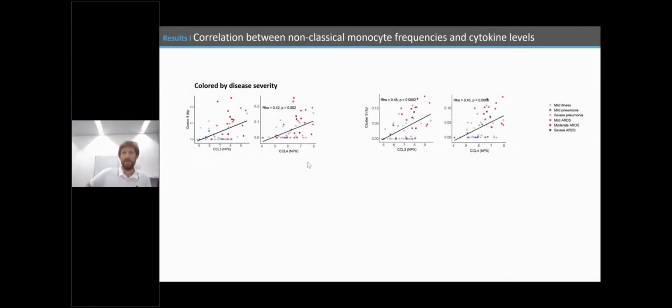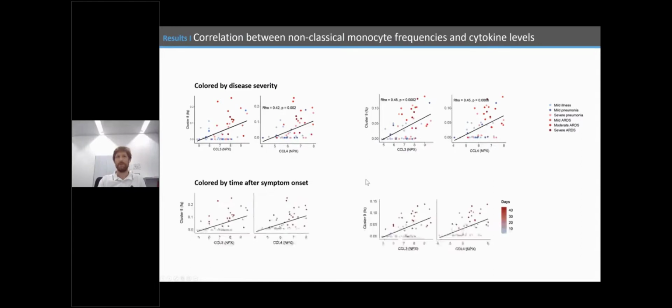When we also look at other clusters, M8 and M9, these are non-classical monocytes. Here we did the same analysis. And here we see for cluster 8 a relationship to CCL3 and CCL4. And here the relationship is driven by patients that had a severe disease. And the same is true for cluster 9.